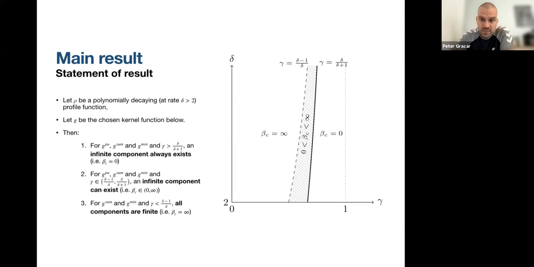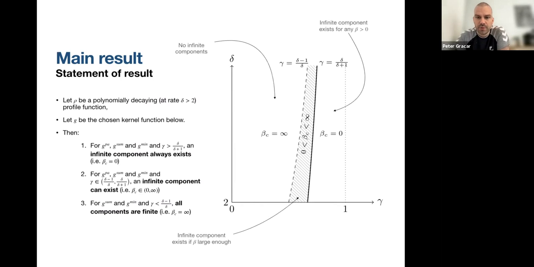Graphically speaking, this is the situation. So we have the 3 regimes. On the left, never an infinite component. On the right, always an infinite component. And in the middle, an infinite component only if the temperature parameter is high enough. Note that this phase diagram holds for the preferential attachment, sum and min kernel on the right-hand side and in the middle. However, the left regime, the no infinite connected component regime, we were only able to prove for the sum and min kernel. For the preferential attachment kernel, that's still ongoing.